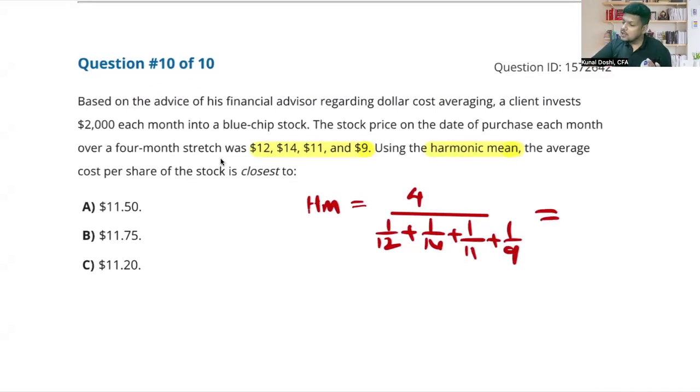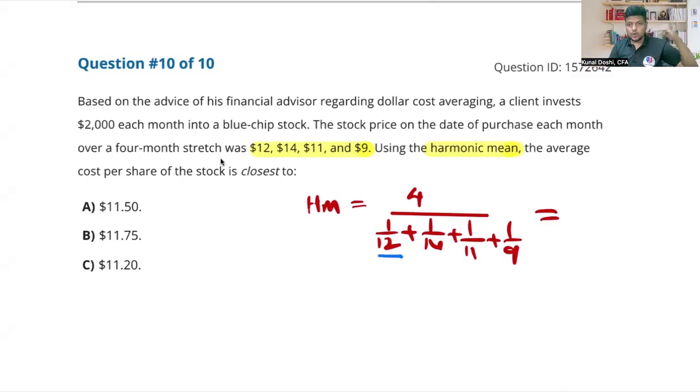In your calculator, all you are going to do is first press 12 and then inverse it. Where is inverse? 1 over x. You'll get 0.08. Did you get it? When you inverse 12, 1 over x, are you getting 0.08, everyone?